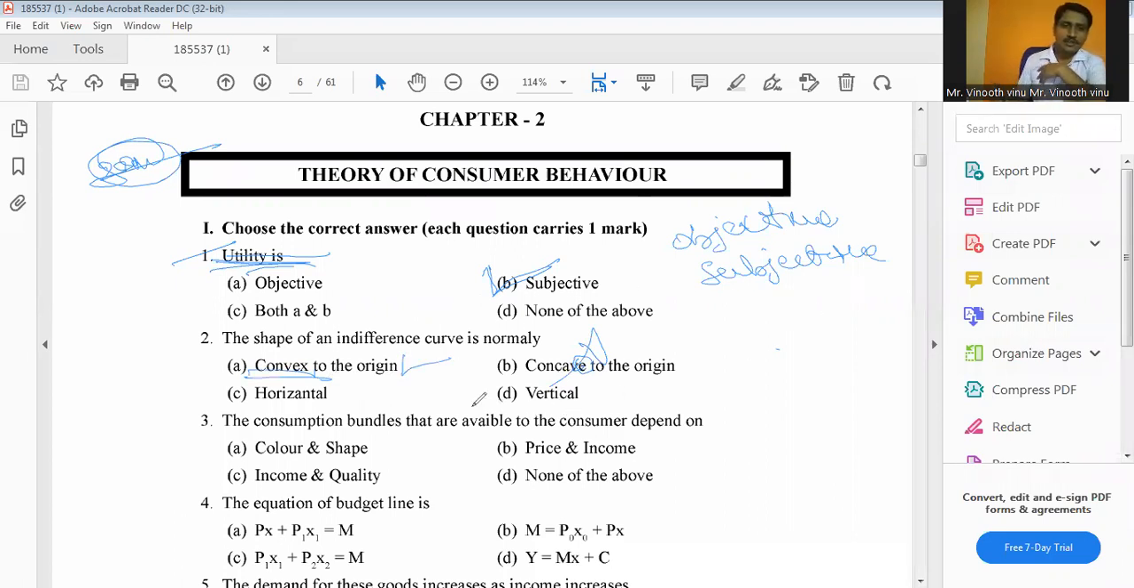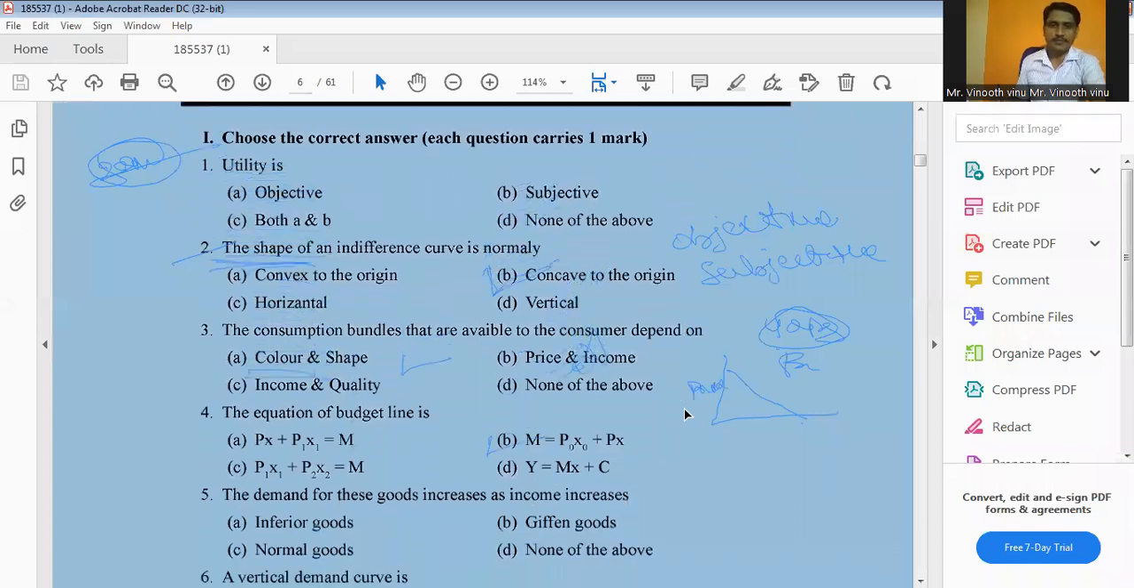Okay. Next, consumption bundles that are available to the consumers depend on price and income. Color and shape were not mentioned above, nor income and quality. What did we do? Price, budget line, income, price of the commodity. Consumer has 40 rupees. Income, banana price was discussed. So we have to observe that part.